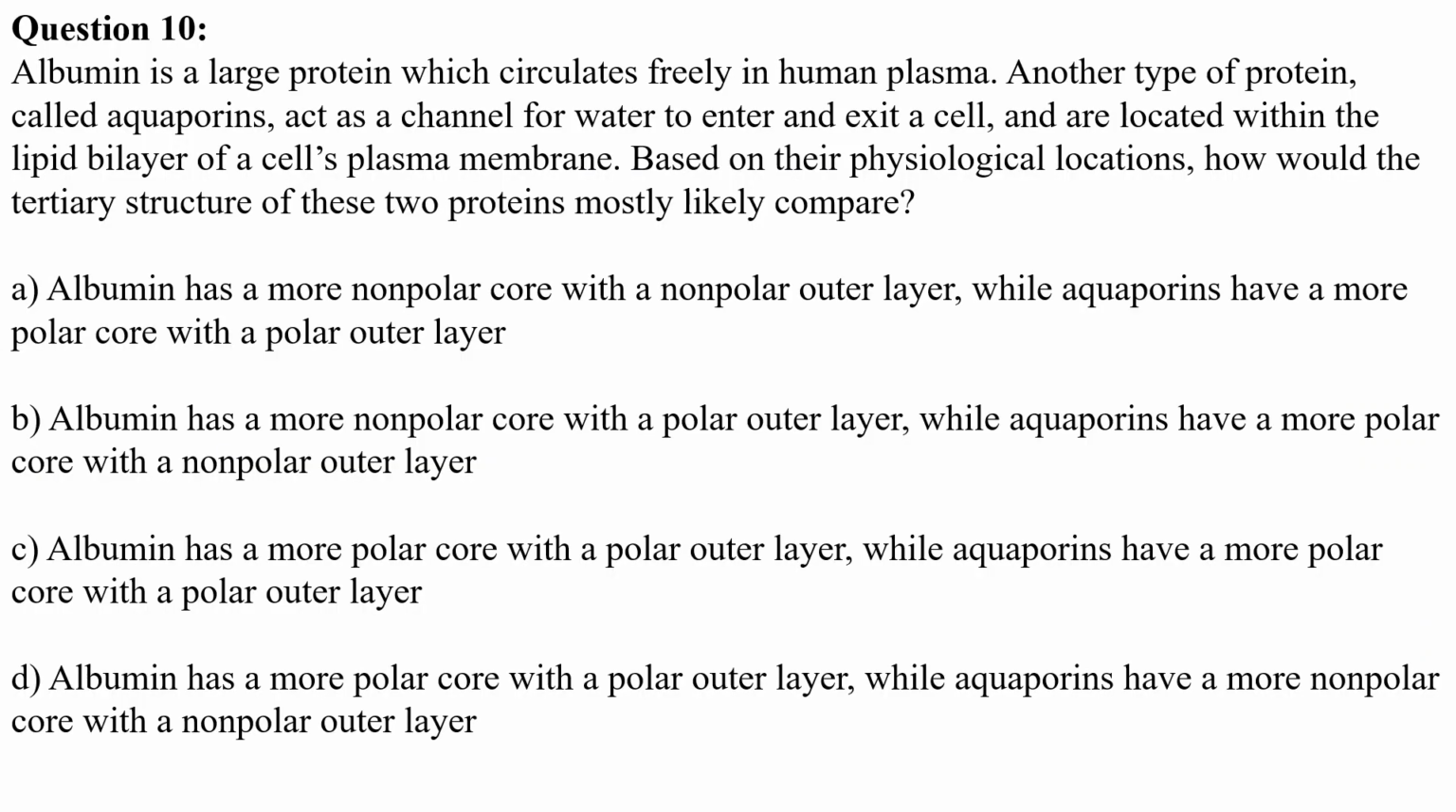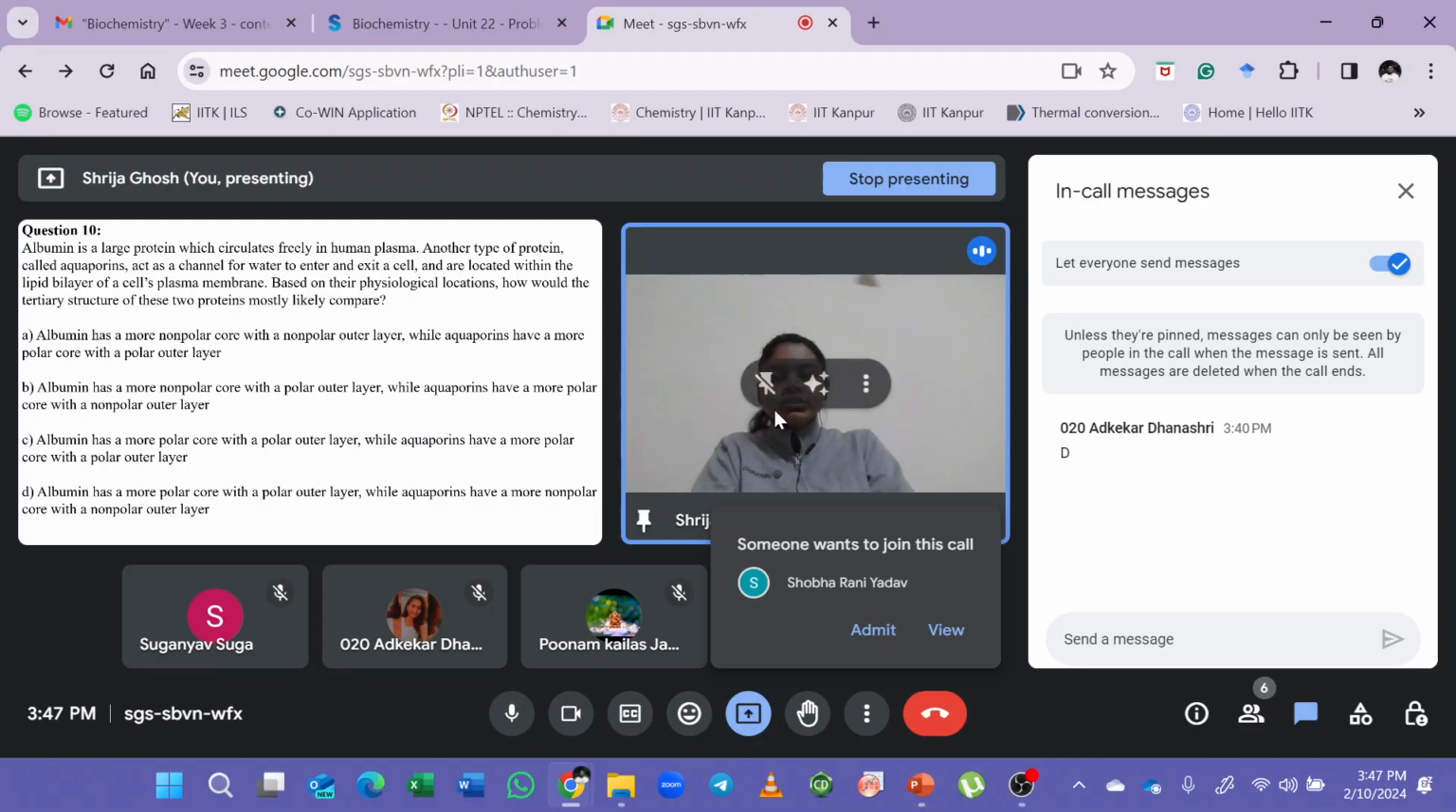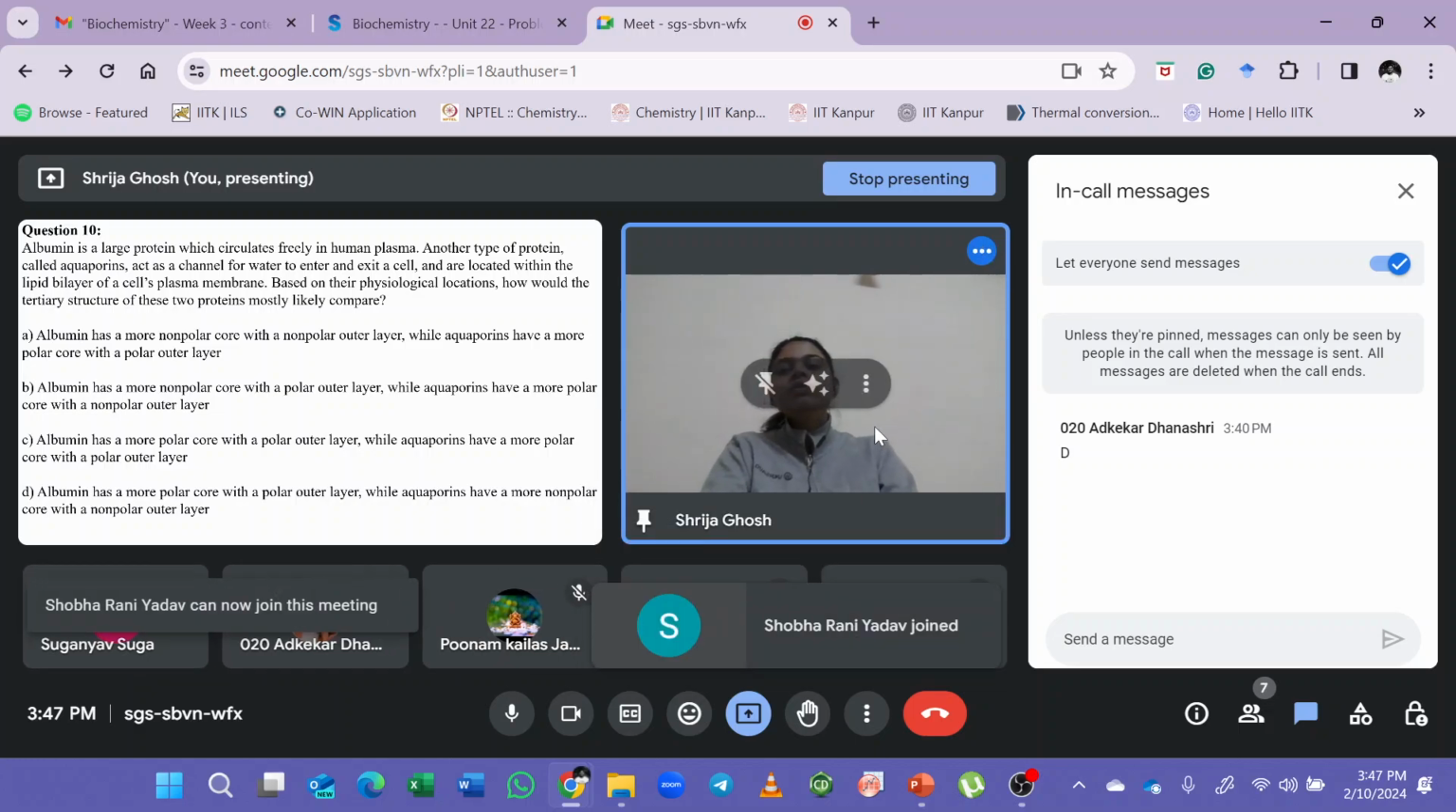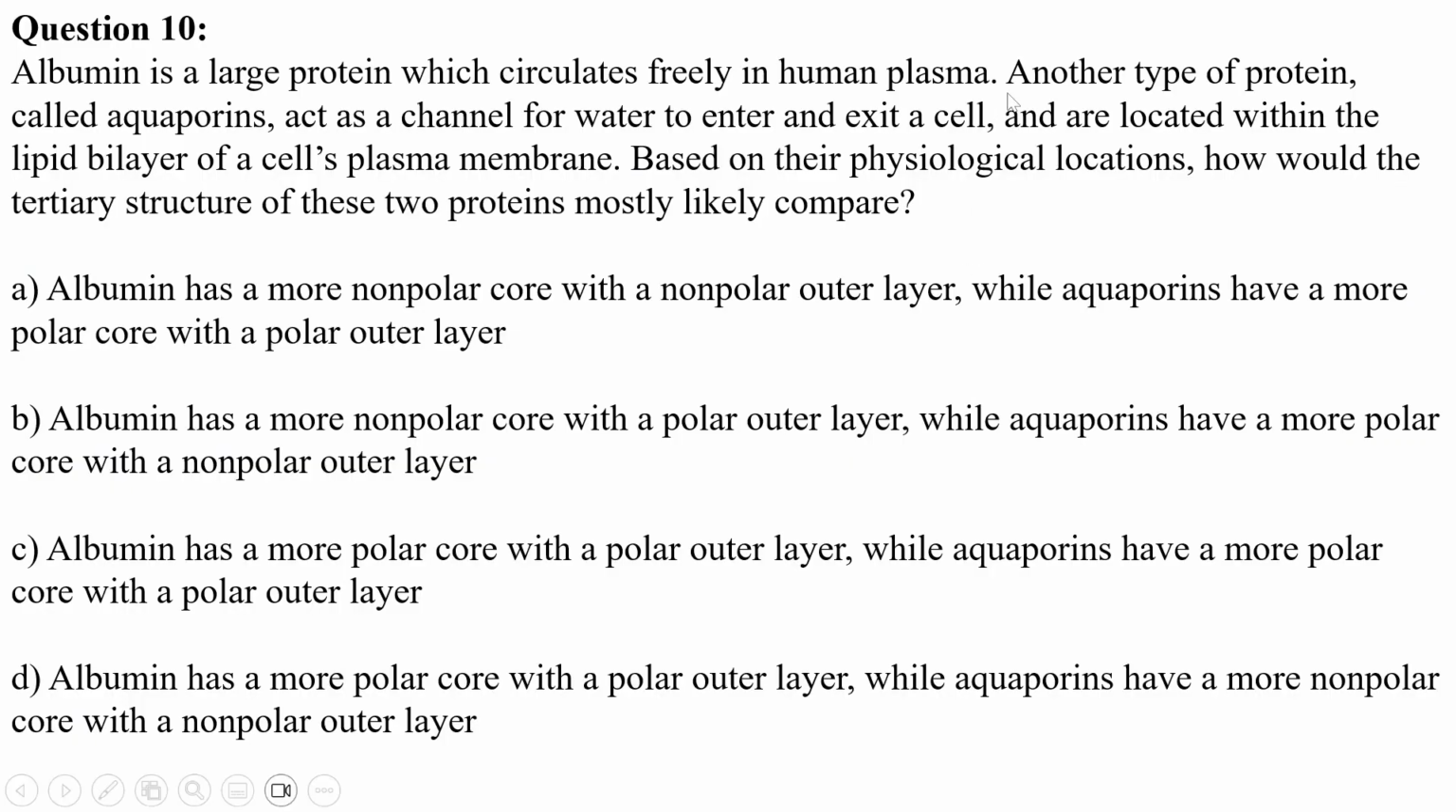Albumin is a large protein which circulates freely in the human plasma. Another type of protein called aquaporins acts as a channel for water to enter and exit a cell, and they are located within the lipid bilayer of a cell's plasma membrane. Based on their physiological location, how would the tertiary structure of these two proteins most likely compare?